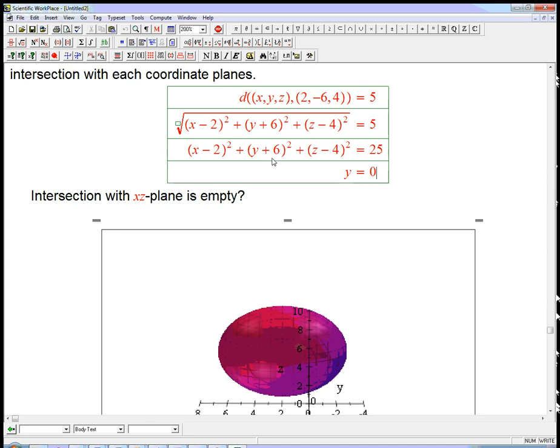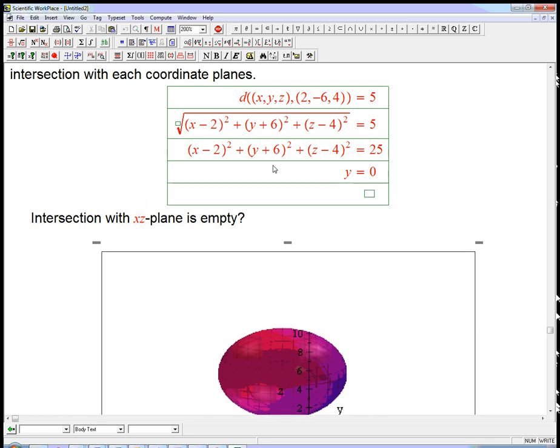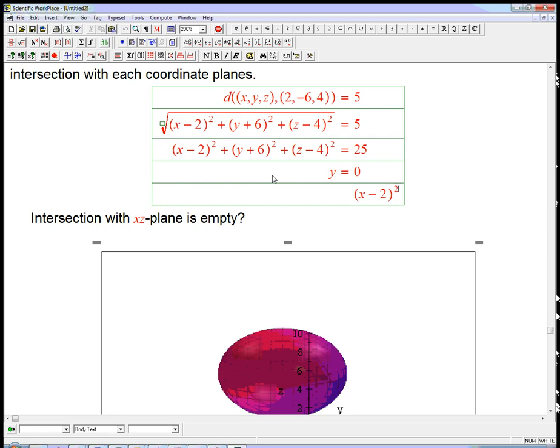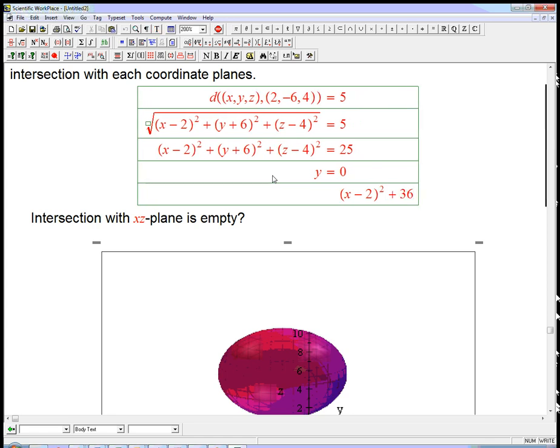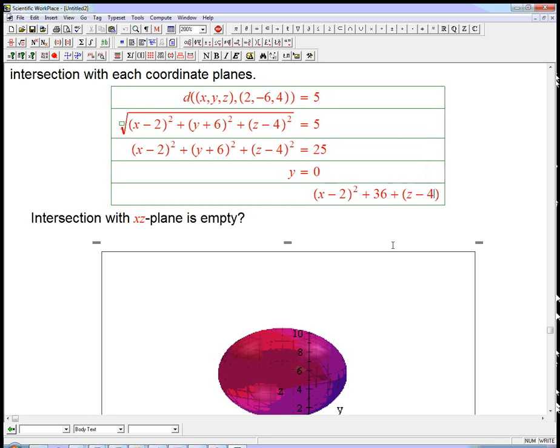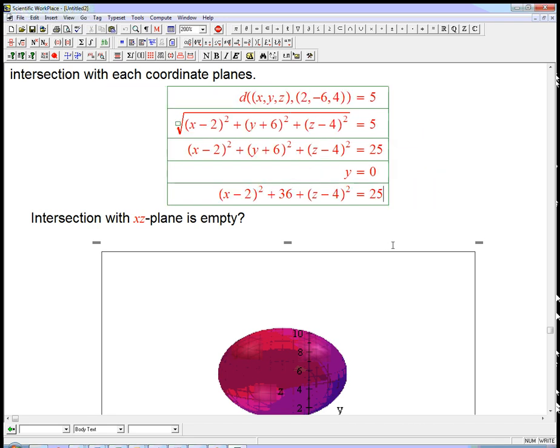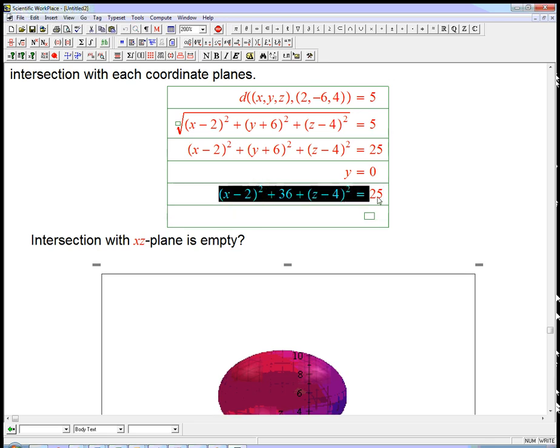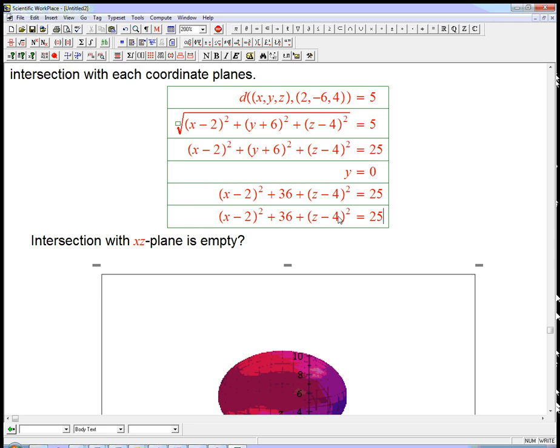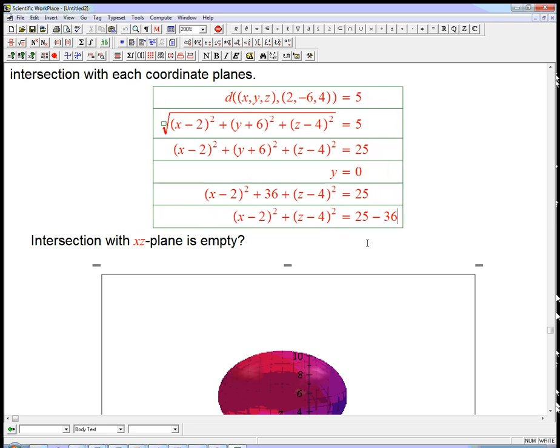Okay. Well, if y is equal to 0, then that becomes a 36. So I get x minus 2 squared plus 36, oops, plus z minus 4 squared equals 25. Can we see the problem with that? Yeah. We've got a sum of 2 squares. Let's move all the constants together on the right. We got a negative number over here. That's not going to be possible. So that's algebraically why it's not possible.